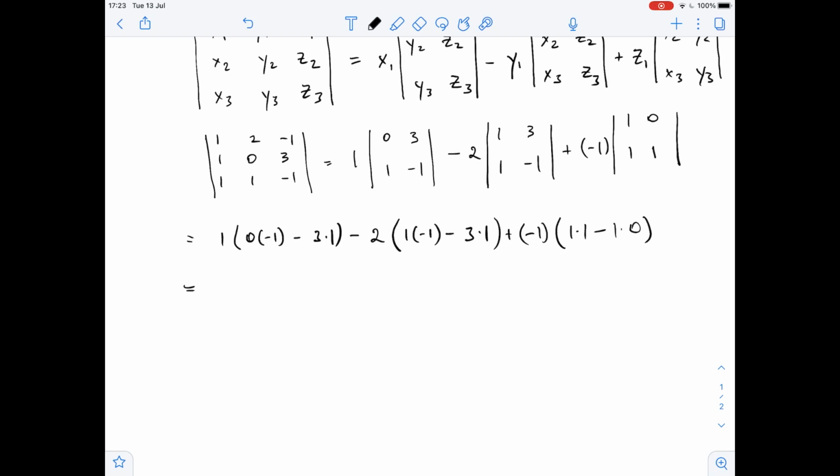So this equals negative 0 minus 3 times 1 is negative 3. Then minus 1 minus 3 times 2 is negative 8. So minus negative 8 is plus 8. And here we have 1 minus 0 times negative 1, so it's minus 1. And it equals 4. So the determinant of matrix A equals 4. Well, now let's move on to the next part.